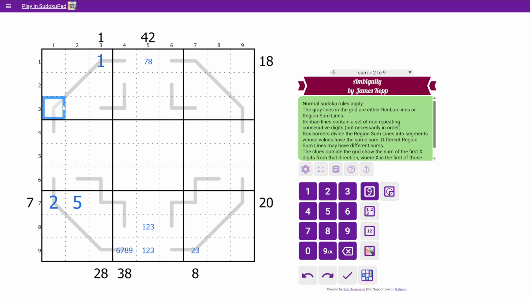One, two, three, four, five. Well, if I figure out a 5 does not go on this line, then I know it's a region sum. That's about all I got there at the moment.